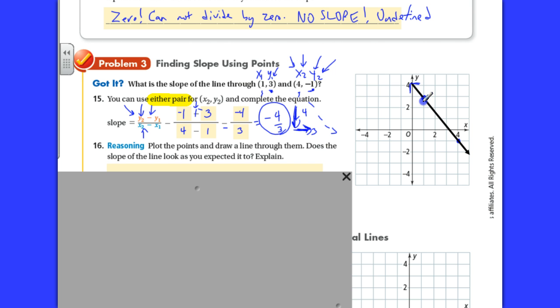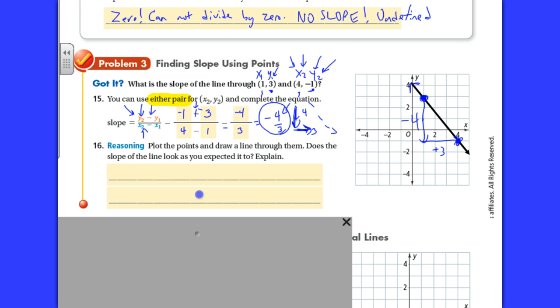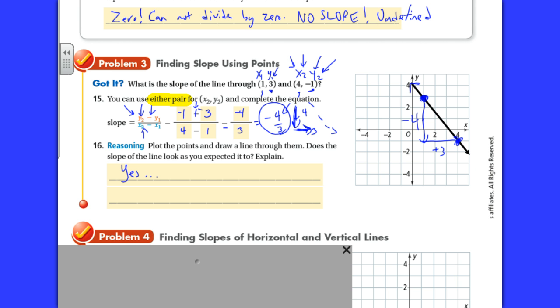Now let's check the slope. I have these 2 points, so I'm going to drive the car from one point to the other. I'm going to go down 1, 2, 3, 4. So I went down 4, because that's my rise, the top number right there. Then I'm going to turn and go 1, 2, 3. I'm going to run 3 right there. So that is the slope of that line. Number 16 says, does this look like you expected it to? Yes, it does, and we don't need to explain because we've already discussed it.